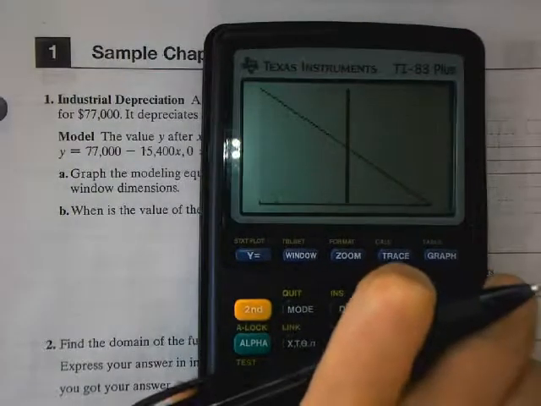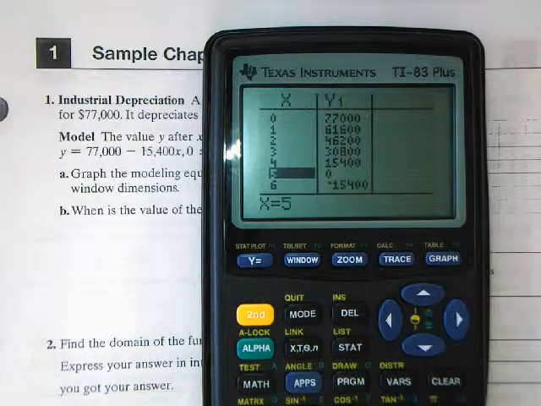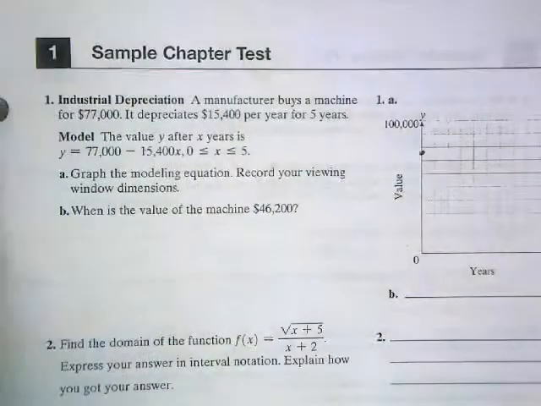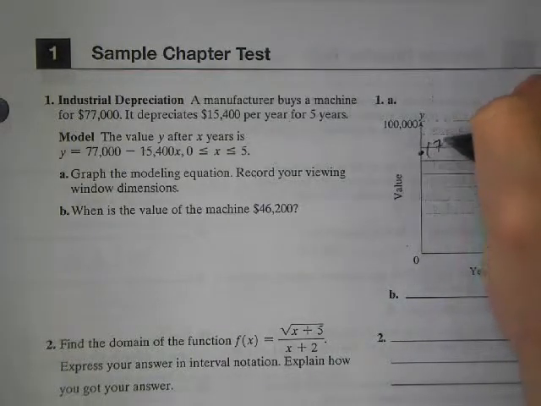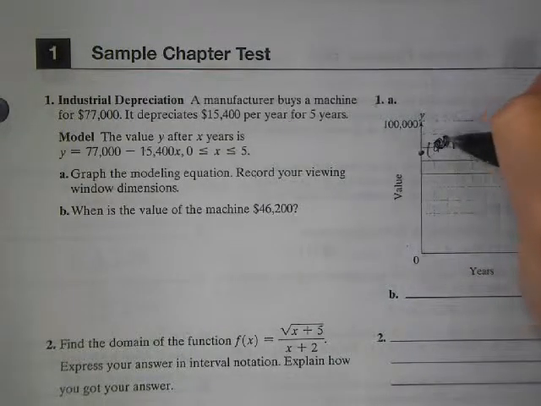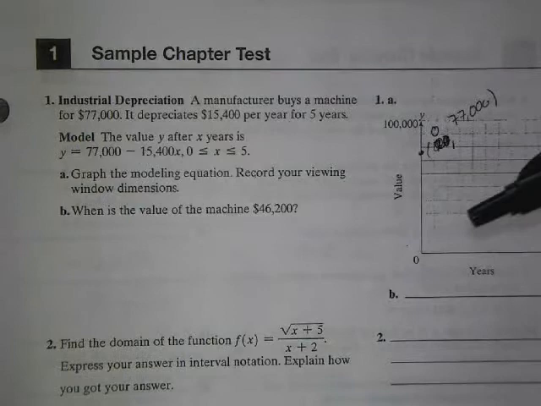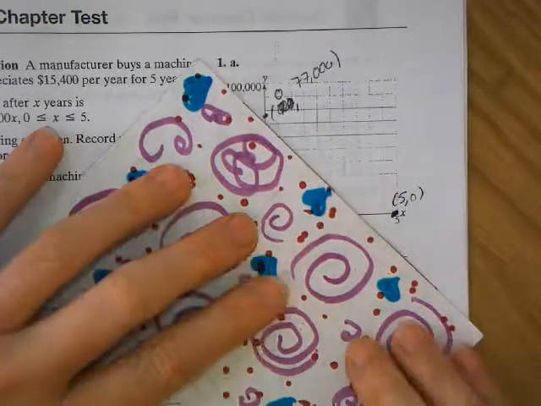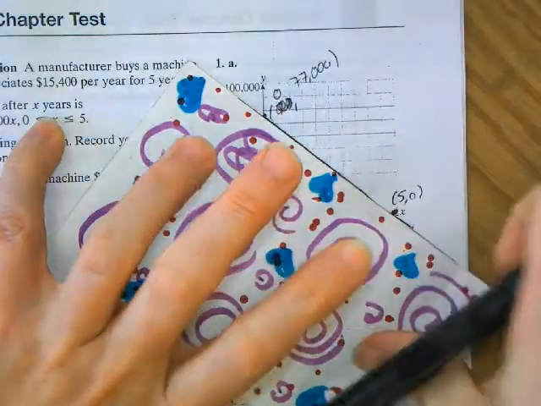Then I can use the table on the calculator to actually figure out the x-intercept. So I'm just going to do second graph, which is table, and it's right here, right where y is 0, x is 5. Okay, so that's going to be my point here. I'm going to go ahead and do 5, 0 there, and 0, comma, 77,000 as part of my little sketch. So just take my straight edge, give it a little sketch there.